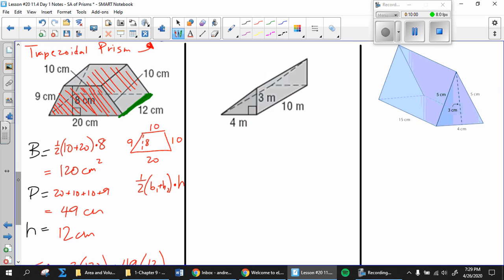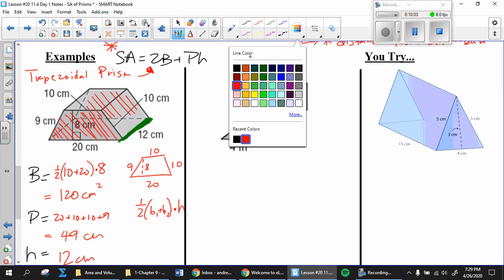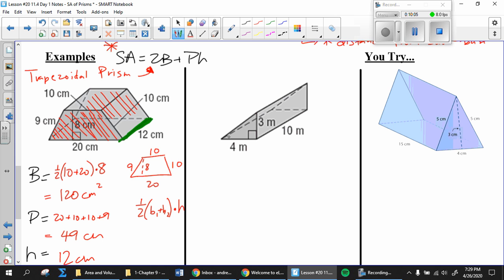So again, first thing you have to recognize, what kind of shape, what kind of solid is this? And so when I look at this, I see my base is this right triangle, where this is 4, this is 3. So first thing I recognize here is this is a triangular prism. So prism tells me to use 2B plus PH. Triangular tells me that this is what I'm looking at to find my B and to find my P.